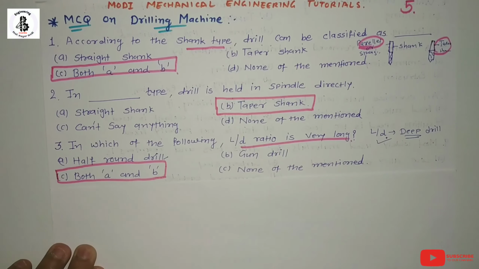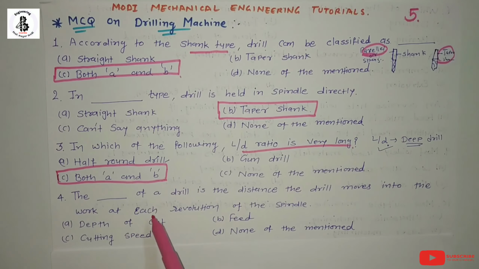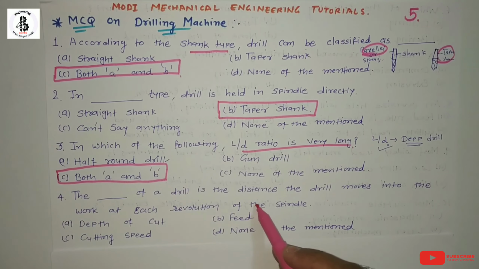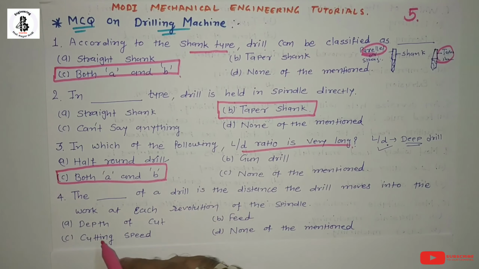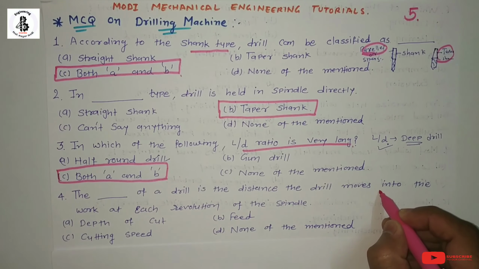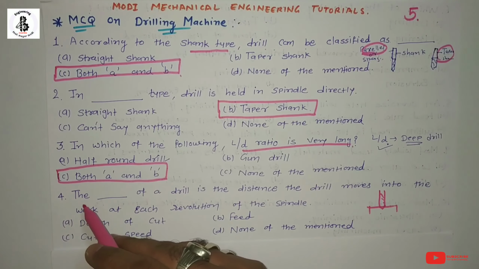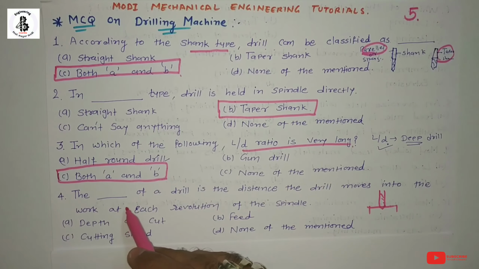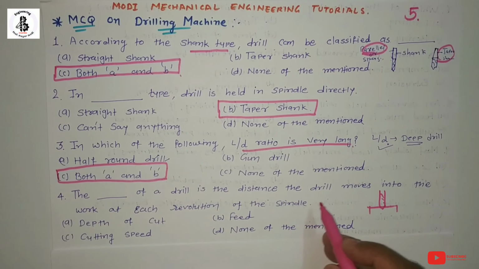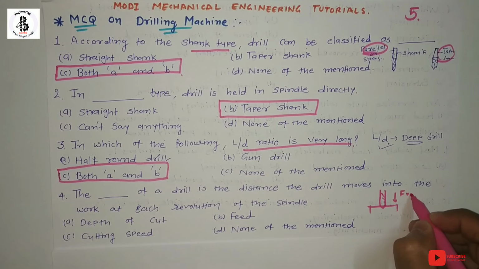Then we will see the next question. Which of the following is the distance the drill moves into the work at each revolution of the spindle? So suppose this is our drill bit and this is our component. So which term is the distance that the drill moves into the work in each revolution? Suppose that is the direction of the feed.